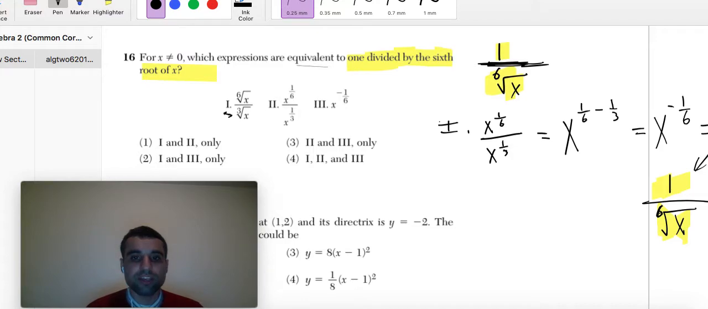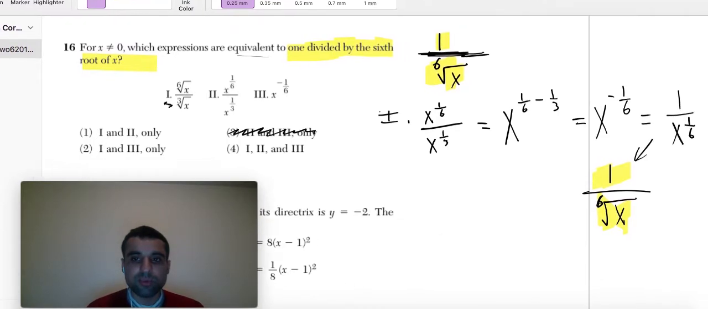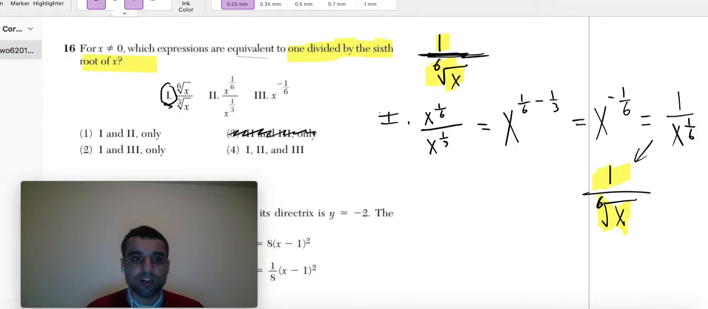So 1 is true. Anything that doesn't have 1, I could eliminate. So choice 3 doesn't have 1 as an option, so I'm going to take it out. Now if we look, guys, when I was simplifying option 1, it turned into option 2, which I'll highlight in blue, x to the 1/6 divided by x to the 1/3. So option 2 has to be true, right? Which means I eliminate choice 2 since it doesn't have option 2 as an option.